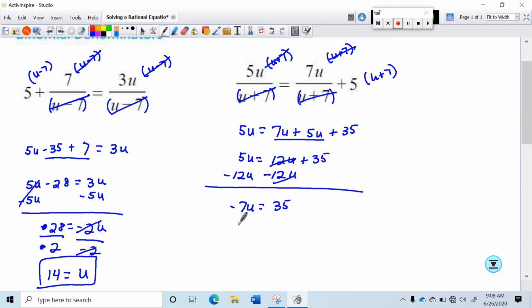Negative 7 times u, the opposite of times is divide. Divide both sides by negative 7. U equals, negative on the bottom doesn't have a negative on the top to cancel it, so it stays negative. 35 divided by 7 is 5. Go back and check it with your original denominator. Negative 5 plus 7 is 2. So that's not 0. If it's 0, the answer would be no solution, but it's not. So the answer is negative 5.